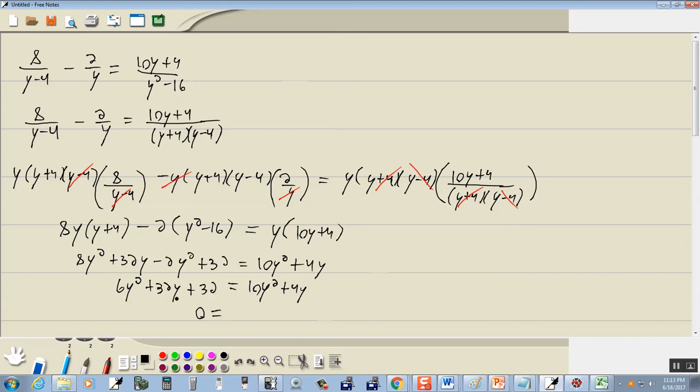Now I'm going to take these three terms over to the right side. So I got 10y squared minus 6y squared plus 4y minus 32y minus 32.